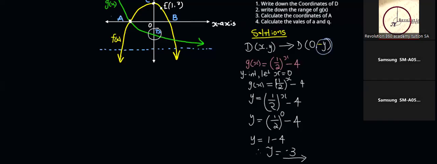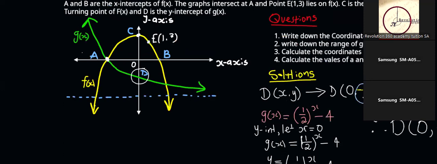And then let's go back to number 2. We are done finding that. Now we are answering number 2. We are done finding the coordinates of D, which is 0 and negative 3 right there. And then number 2, they're saying write down the range of g of x. They want us to write the range of g of x. When we speak about the range, I've tried to explain in previous videos what we mean by the range. The range is all possible values of y.